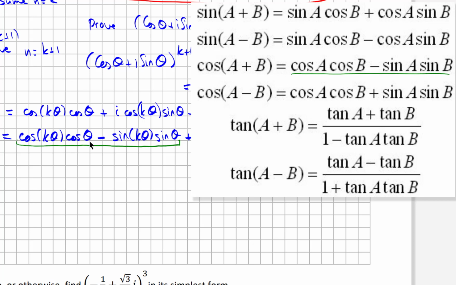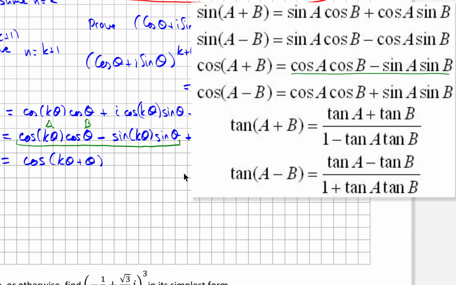Therefore, this can be rewritten. All right, so I can say equals, so that's like the cos of A plus B, where A, in this case, is our k theta, and B is our theta. So the next line, I can call this cos of k theta plus theta.